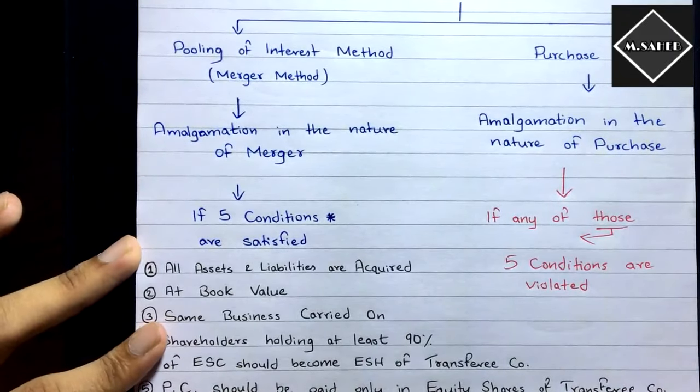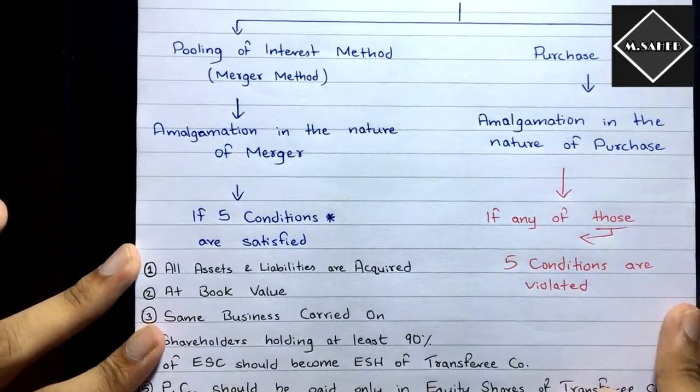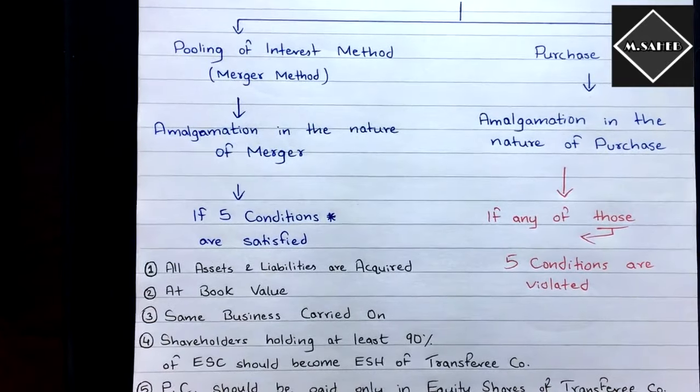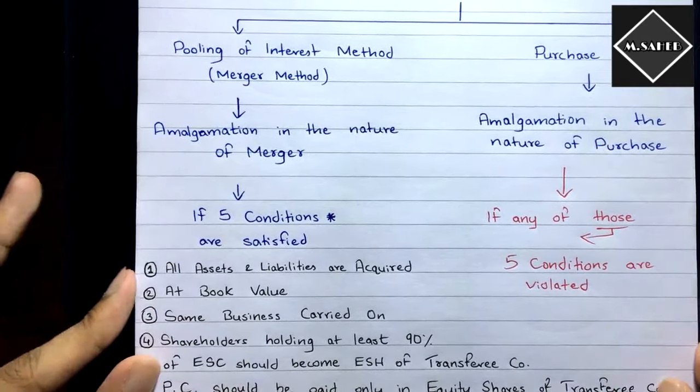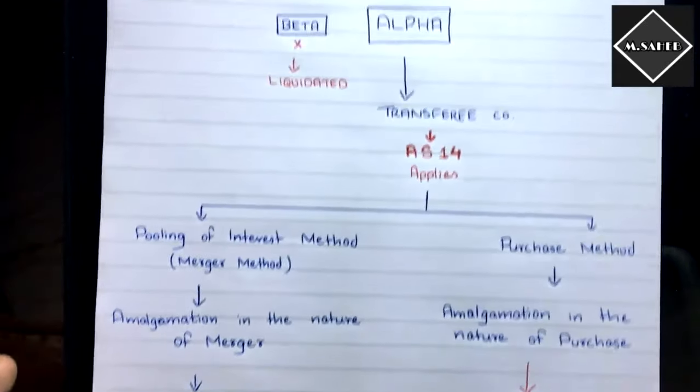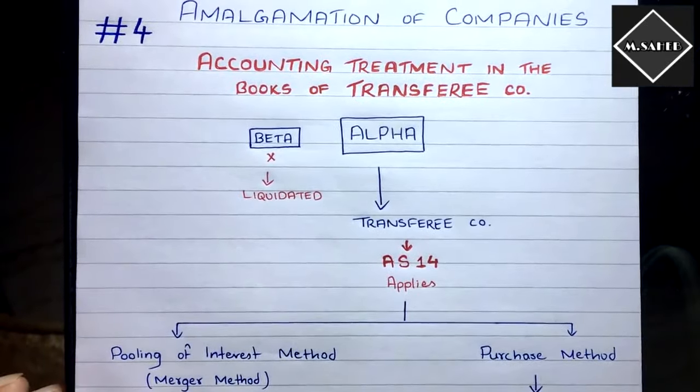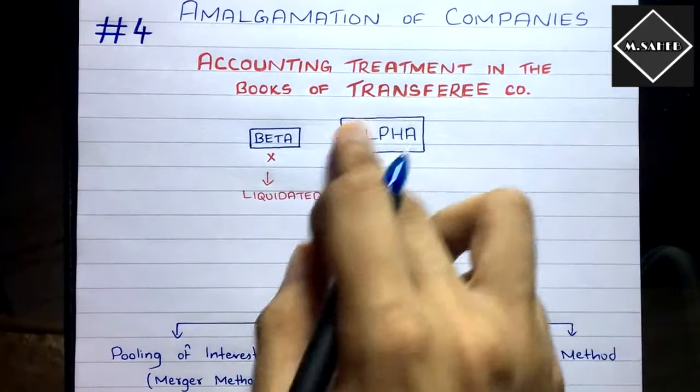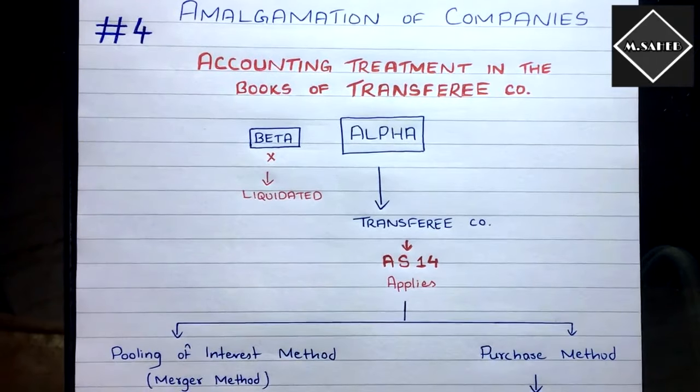So now we are going to see the journal entries that we have to pass in both the methods. Okay, it's very simple, a little bit of difference is there. Don't worry, it's very simple. So now let's jump to the journal entries, and let's see what are the journal entries that we have to pass in the books of Alpha Company. Let's go to the journal entries.